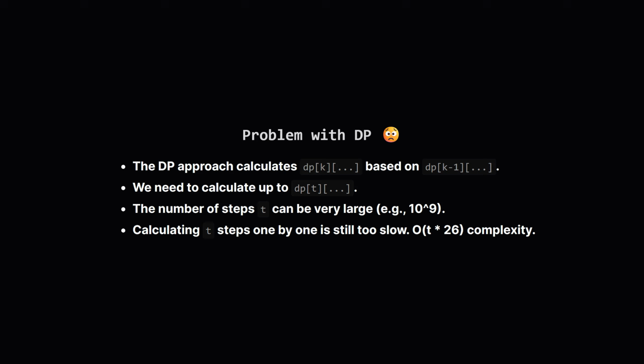This dp idea seems promising. We're only tracking lengths, not the whole string. But there's still a catch. Look at how we calculate the values for step k. We need the values from step k minus 1. This means we have to compute the lengths for step 1, then step 2, then step 3, all the way up to step t. How large can t be? The problem constraints often allow t to be huge, maybe up to a billion, or even more. If t is a billion, doing a billion steps, even if each step is fast, just 26 calculations, is still way too slow. We'd need something faster than calculating step by step.